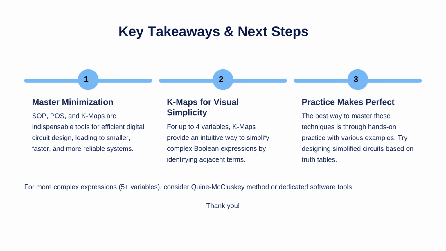Try designing simplified circuits based on truth tables. For up to 4 variables, K-maps provide an intuitive way to simplify complex Boolean expressions by identifying adjacent terms. For more complex expressions, 5+ variables, consider the Quine-McCluskey method or dedicated software tools.